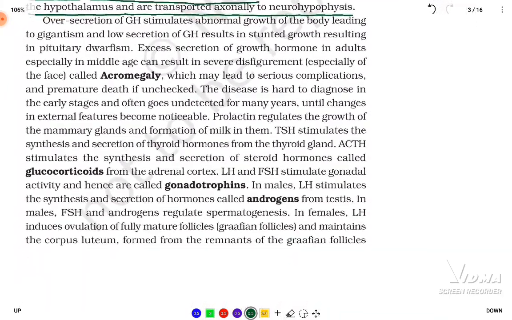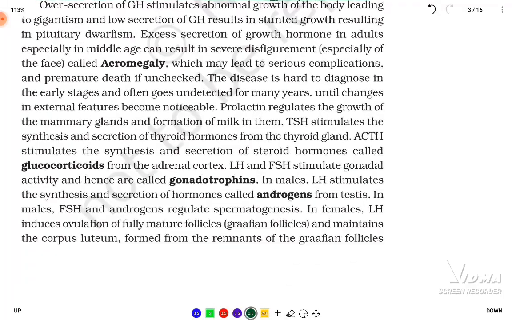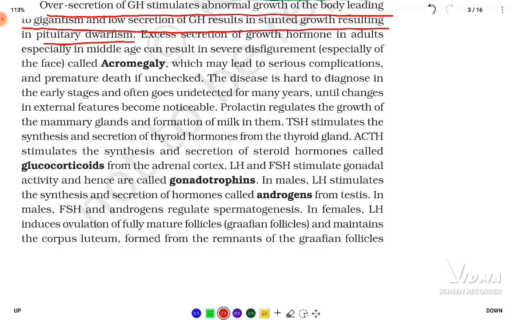Now we are going to start with the next paragraph, that is, oversecretion of the growth hormone stimulates abnormal growth of the body, leading to gigantism, and low secretion of the growth hormone results in stunted growth, resulting in pituitary dwarfism. So it's an important point, that oversecretion of one particular hormone is not good. Basically growth hormone we are talking about. If there is more growth hormone, the person will become more tall. So gigantism we can see, and then low secretion will lead to stunted growth, which is nothing but pituitary dwarfism.